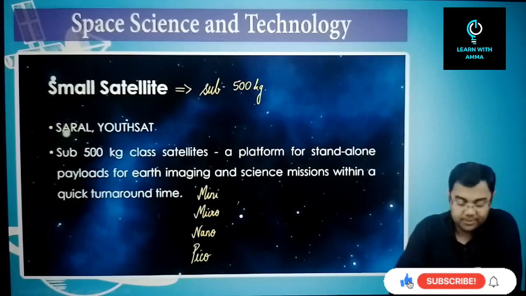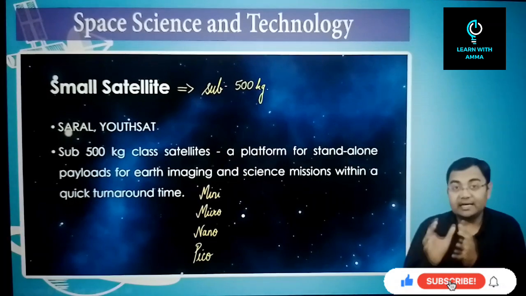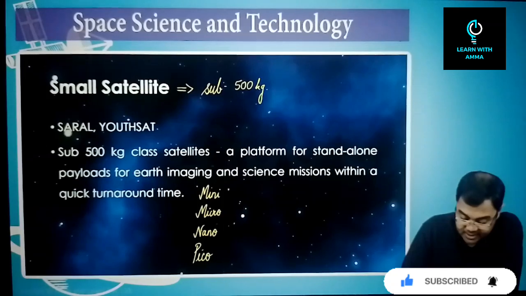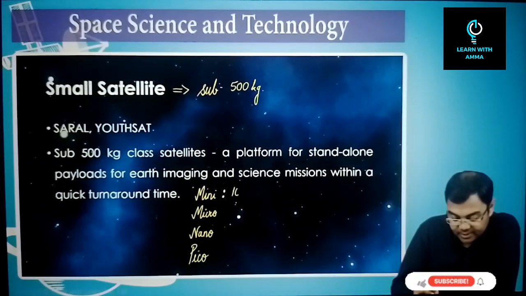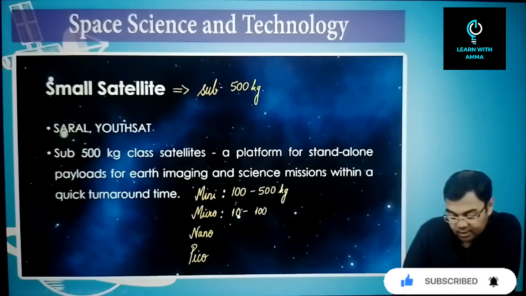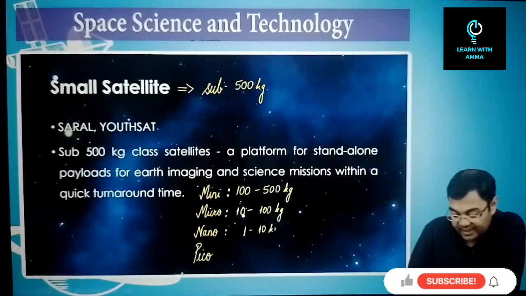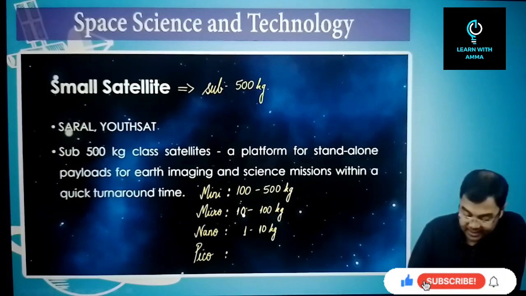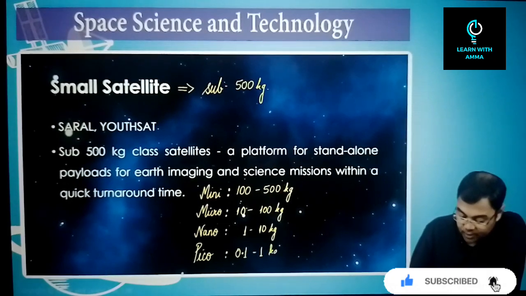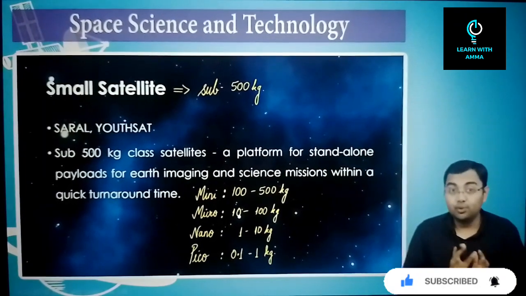Basically, when we are talking about small satellites which are less than 500 kgs, the distinction happens something like this. Mini satellites will be the ones in the range of 100 kgs to 500 kg. Then you have the micro satellite. Normally, you would say the satellites in the range of 10 to 100 kg would be called micro satellites. Then the satellites in the range of 1 to 10 kgs will be called nano satellites, and the pico satellites will be the ones in the range of 0.1 to 1 kg, that is between 100 grams to 1 kg.